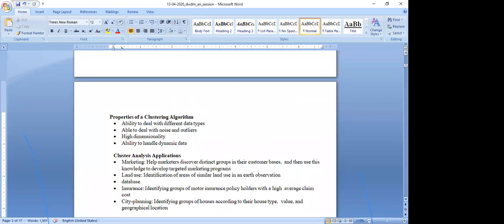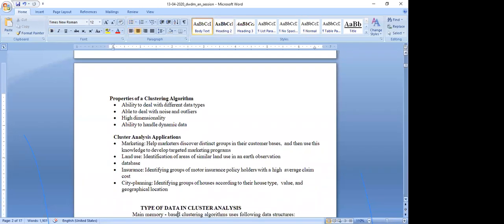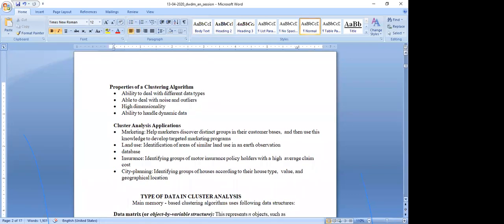Next, land use. Here we can identify areas of similar land in earth observation by using this cluster analysis, and it can also be used in insurance or city planning, like identifying groups of houses which are of a similar type, value, and geographical location. These are the kinds of applications we can use. We can also use it in image processing to identify similar kinds of images based on the cluster analysis.